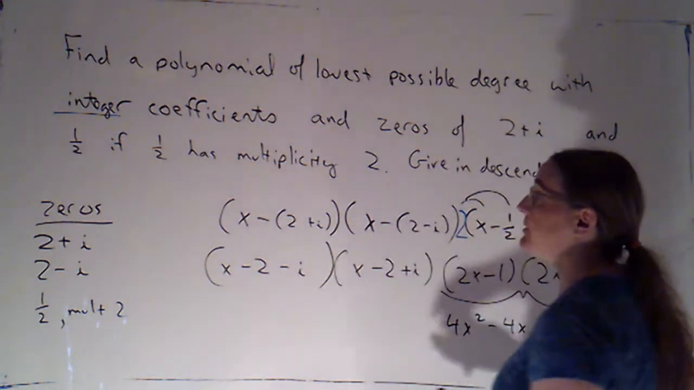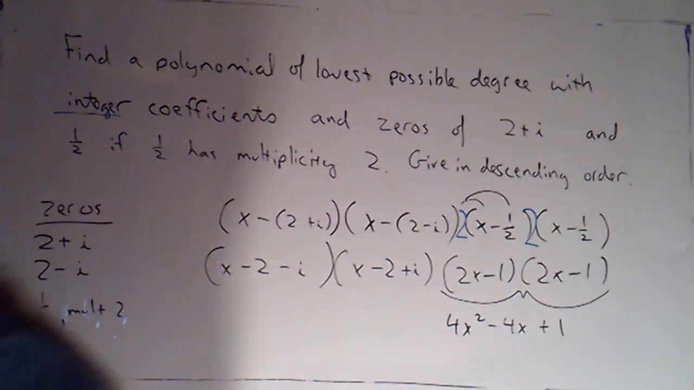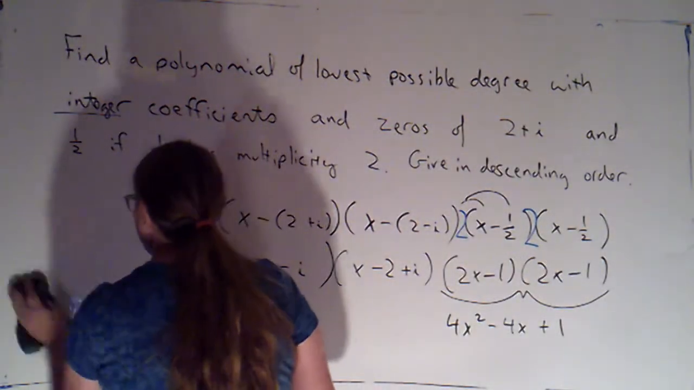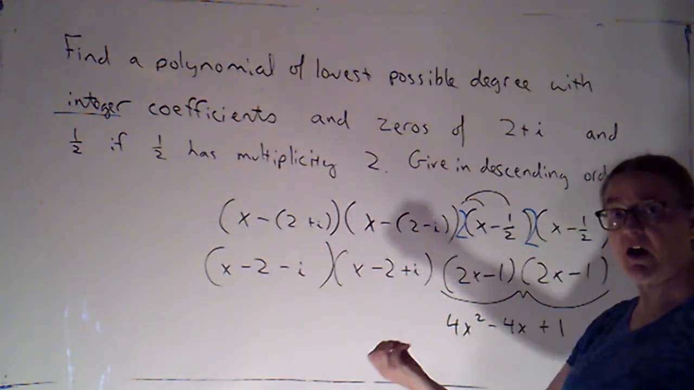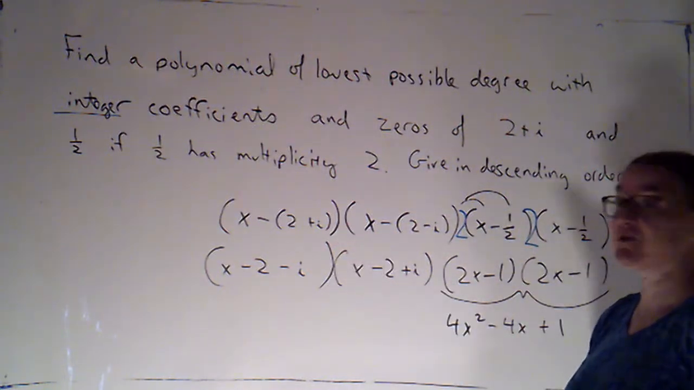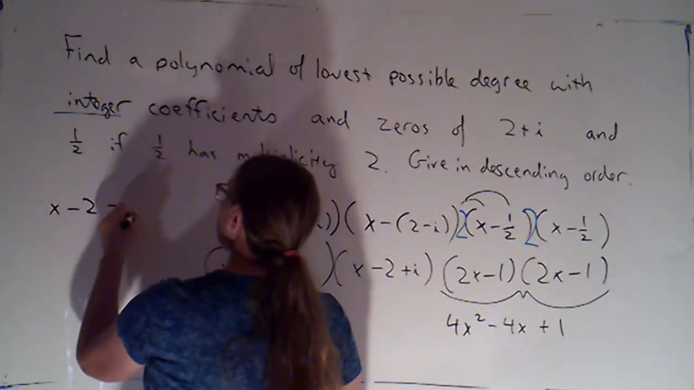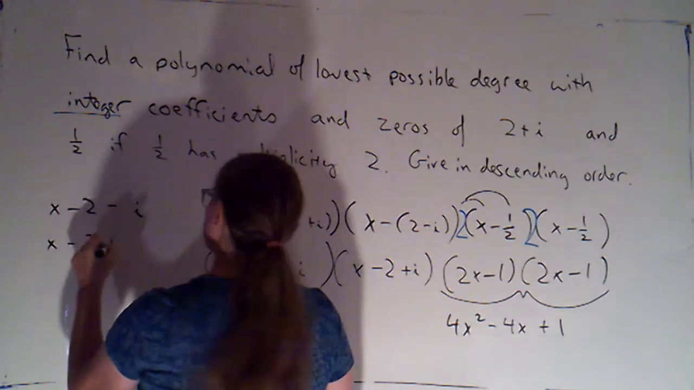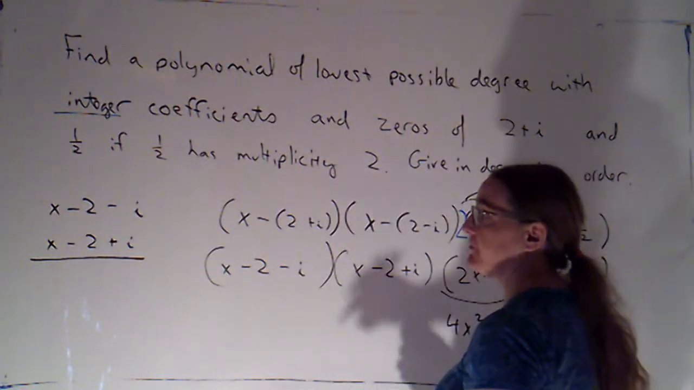These two I'm going to multiply out just using long multiplication. And I definitely want to pair those up, because I know if I multiply the factors that correspond to my conjugate pairs here, I should get something that just has real numbers. All of the imaginary stuff should cancel out. So x minus 2 minus i times x minus 2 plus i. I'm just going to write that in this vertical format over here.